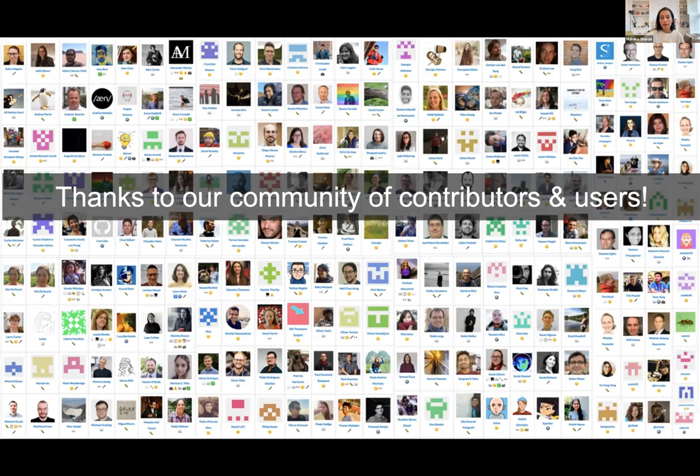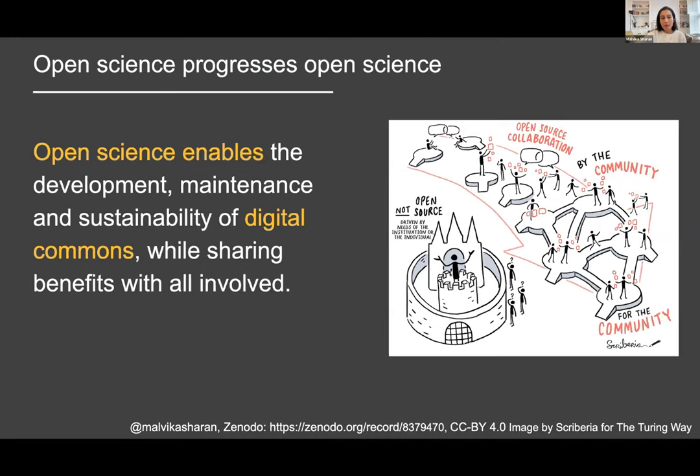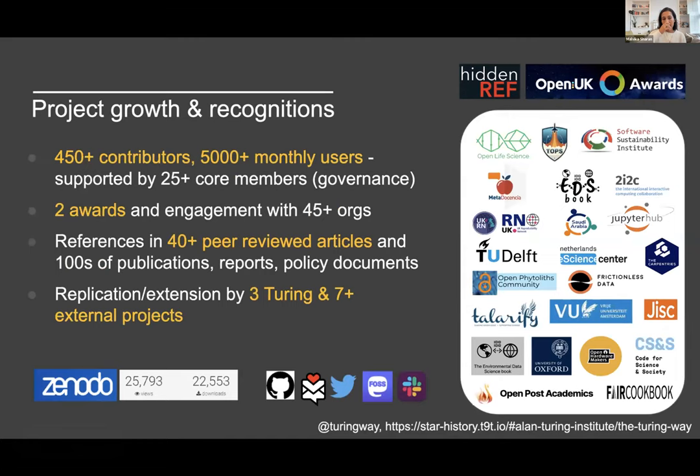So here I want to leave a nugget of messages that we have learned through building the Turing Way. And one of the biggest ones is open science progresses open science. The purpose of open science, again, is not confined in one community that we work in. It's about the ripple effect that it creates. Open science also allows us the infrastructure through which we build this kind of work. It's a process for development, maintenance, and sustainability of digital commons, while we make sure that people involved in it share the benefits.